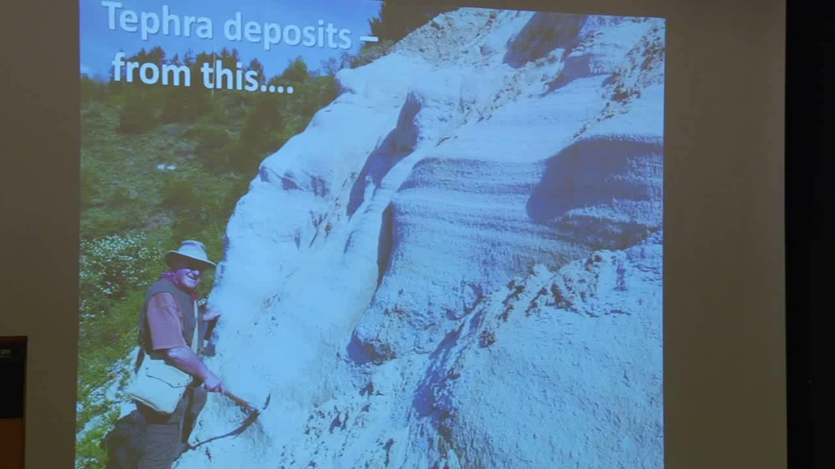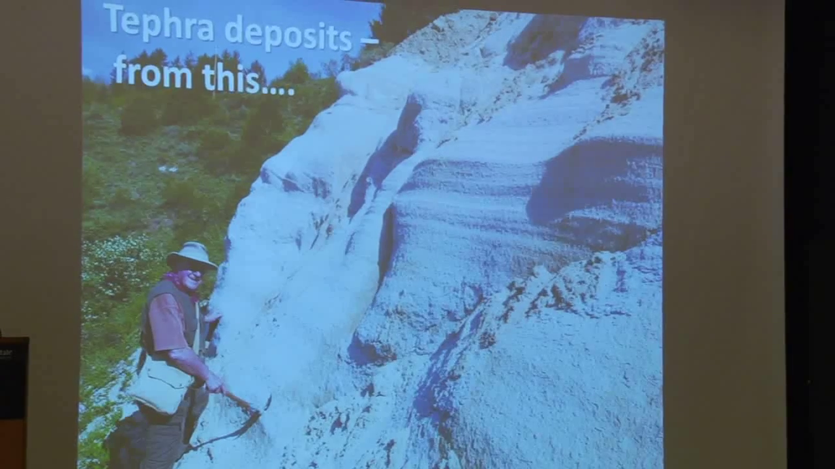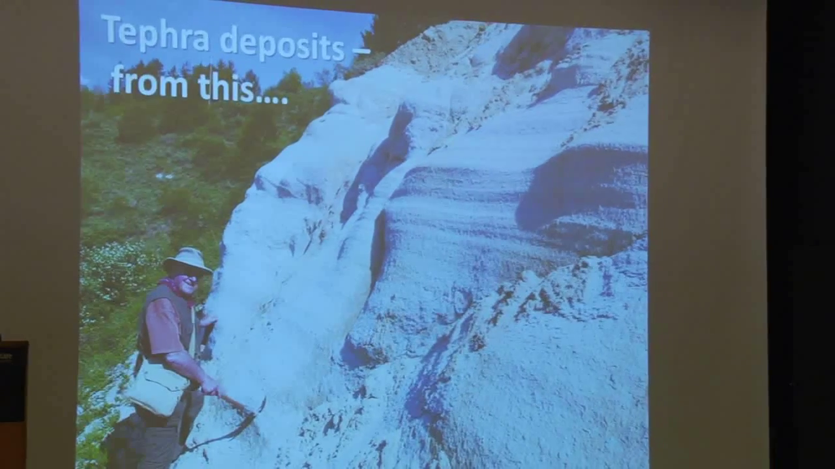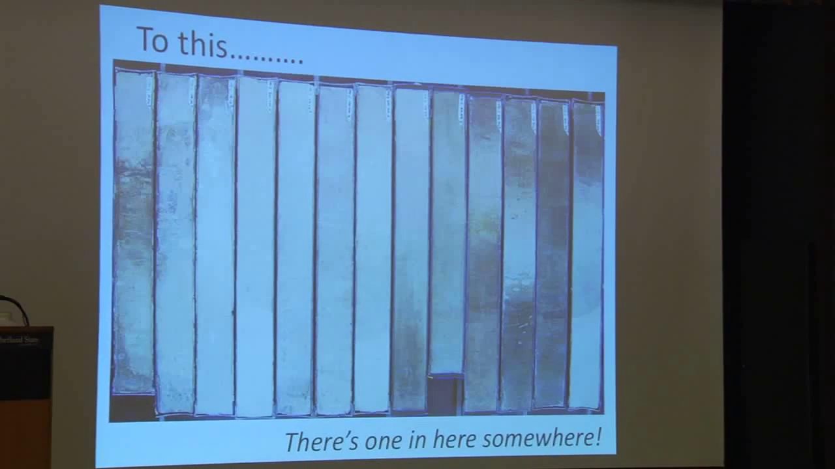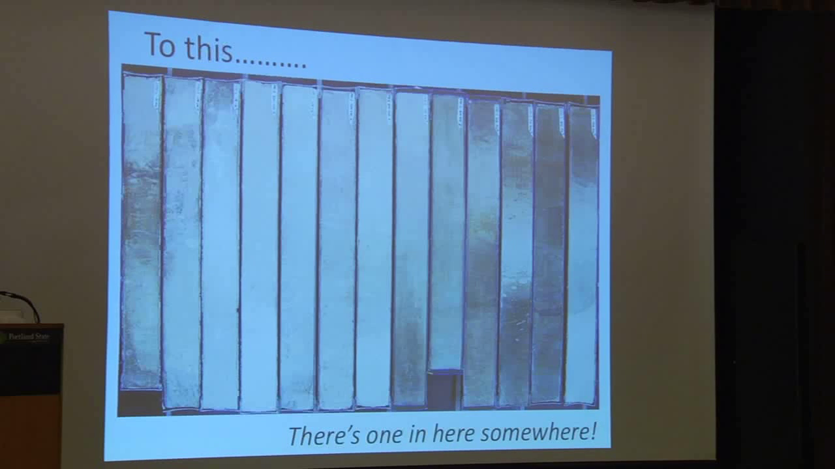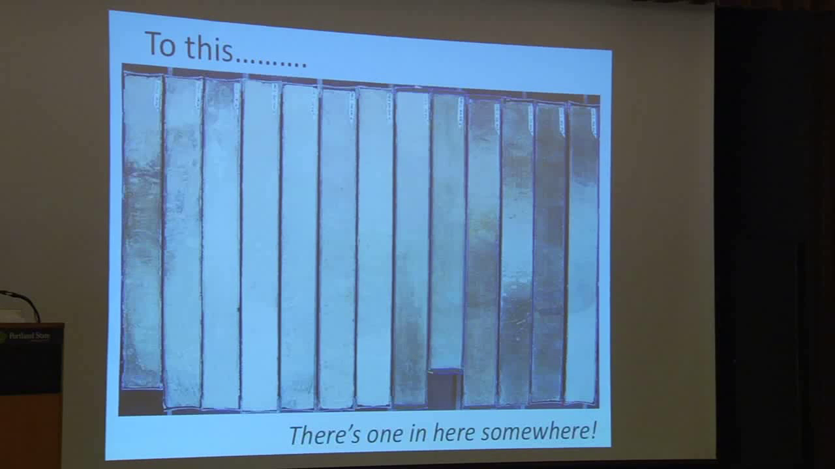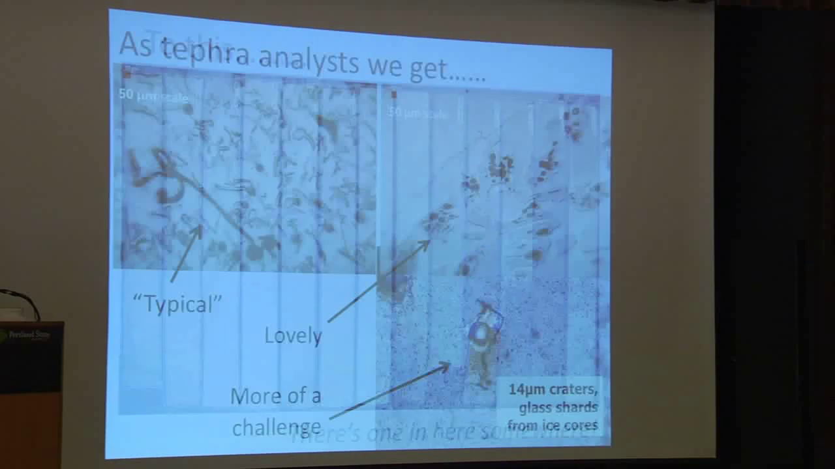This is my partner in crime on the Yellowstone hotspot track a couple of years ago. And as a trace element analyst, I get material that comes from deposits like this, which is beautiful. And I get stuff that comes from things like this, in which somewhere there is one of Jill Plunkett's single grains of glass that she comes and asks me to analyse, okay? Somewhere in there is a crypto tephra. And obviously this also gives us some slight problems in terms of what we do when we analyse this material.